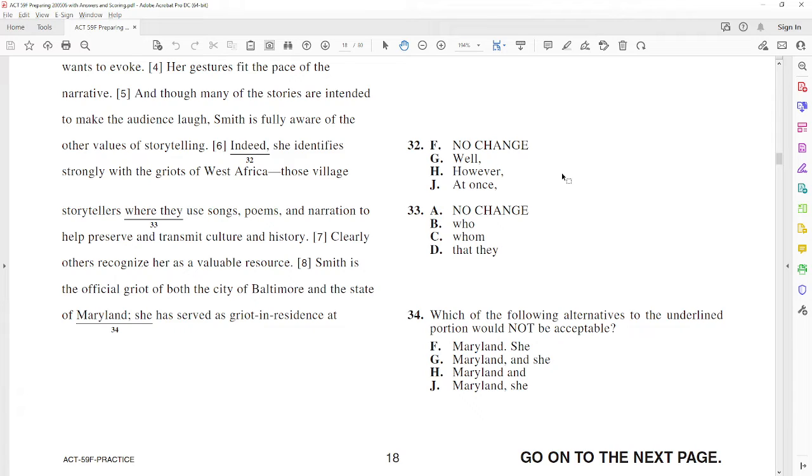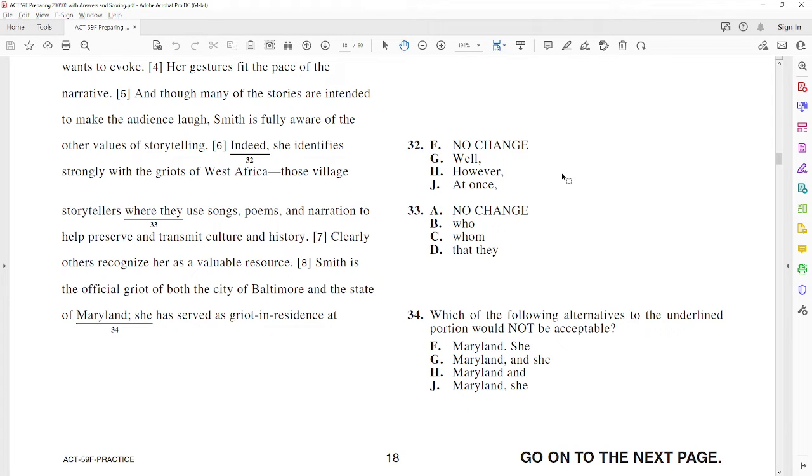So what is the relation between those two things? Well, it's not opposite. They don't contradict each other. She's aware of the other values, which does not contradict her identifying with the griots of West Africa. It's not cause and effect. Her being aware of the values doesn't cause her to be identified strongly with the griots. I mean, I'm aware of the value of storytelling. I do not identify with the griots of West Africa, although I may tell stories of a different type. For example, teaching people about ACT. Well, that's a type of story, but it's not like the griots of West Africa do, so I don't identify with them. So it's not cause and effect.